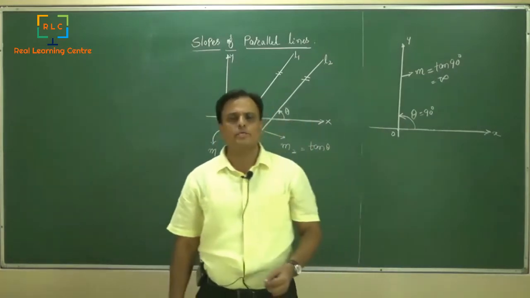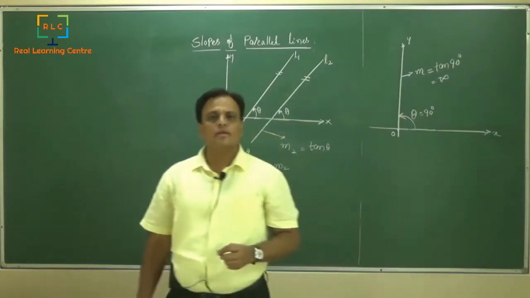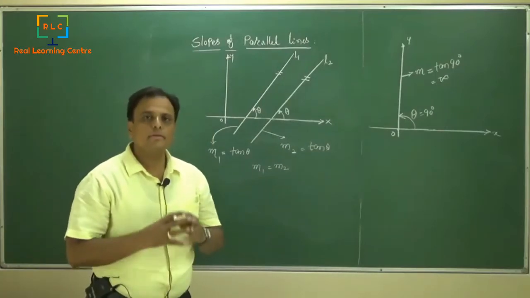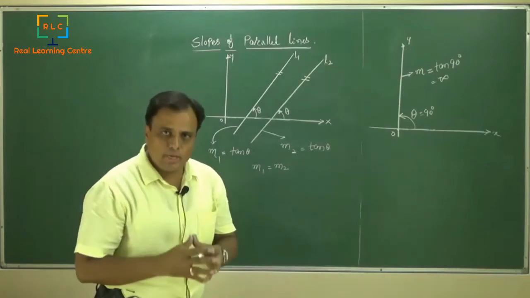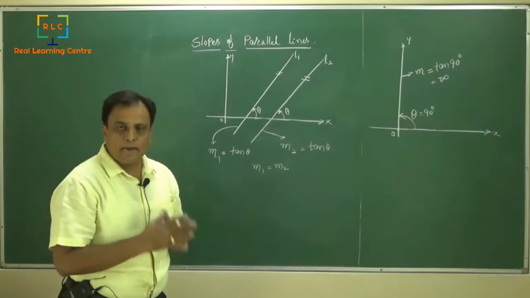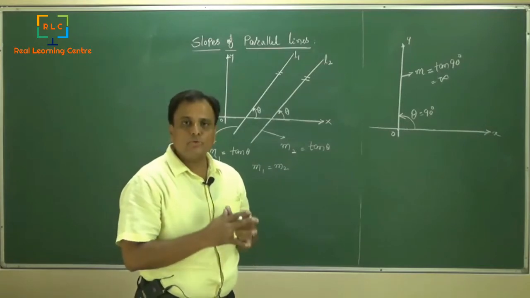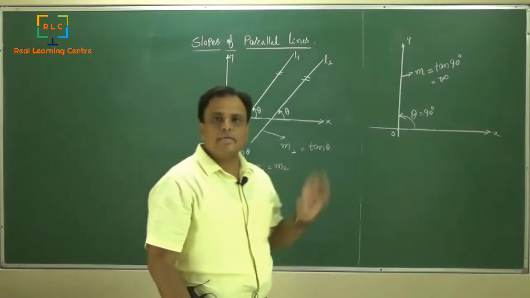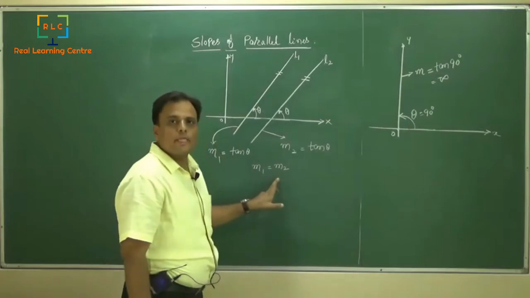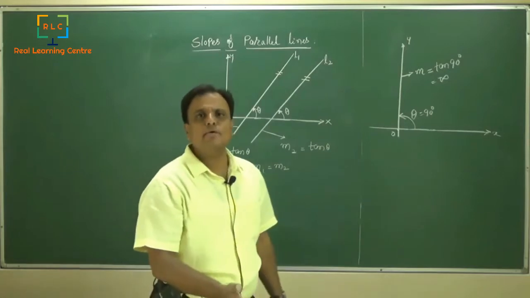So just make a small note here. Once again I'll explain this part. If the two lines are parallel, then their slopes are always equal. That is, if M1 and M2 are the slopes of the lines, these lines will be parallel only if M1 is equal to M2. I hope you have cleared the concept of slopes of parallel lines. Any two parallel lines, definitely their slopes will be equal. Or conversely, if the slopes are equal, then definitely the lines must be parallel.